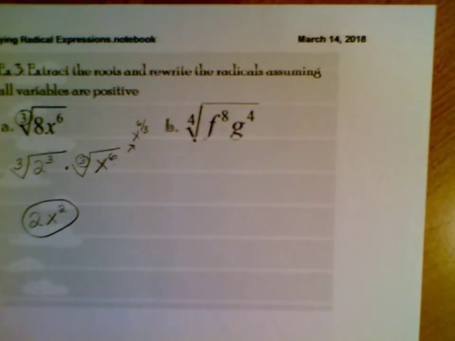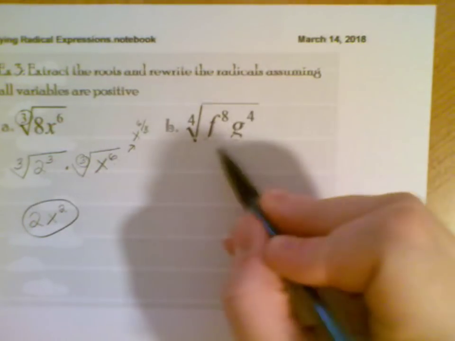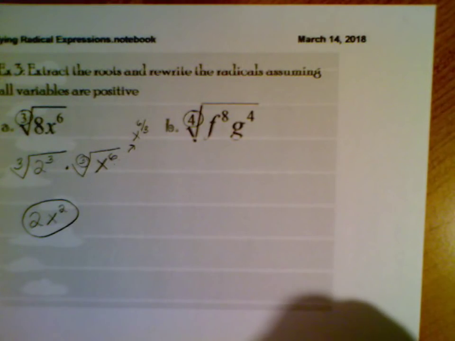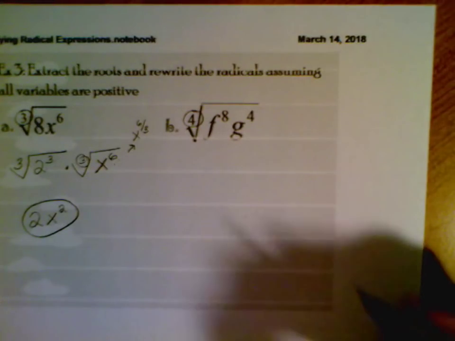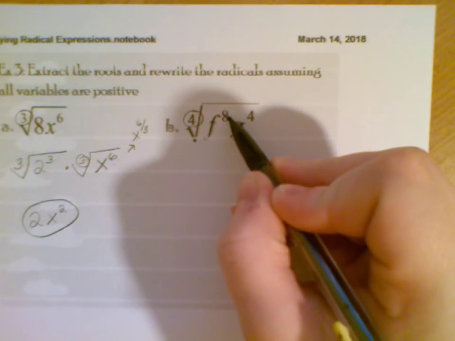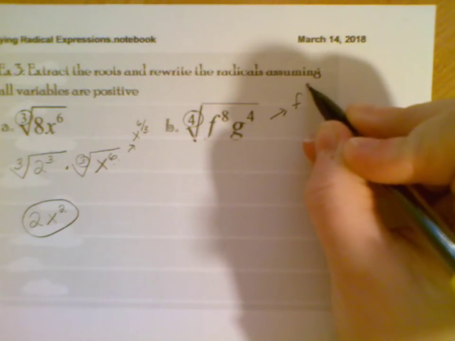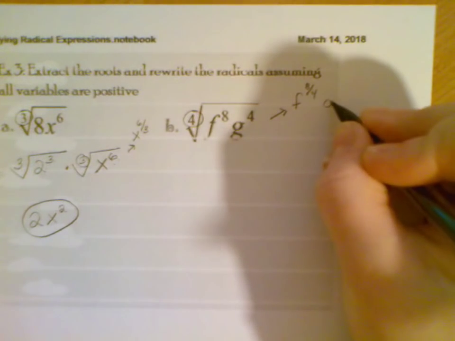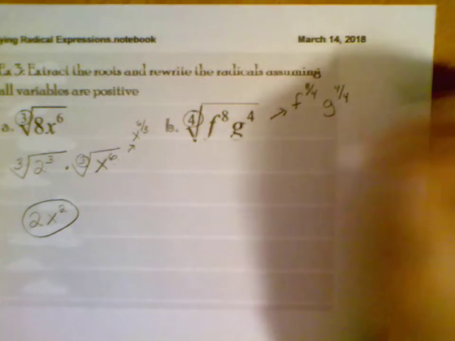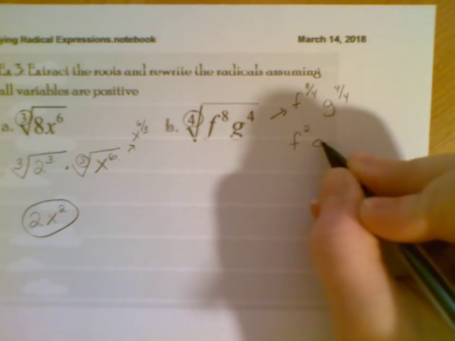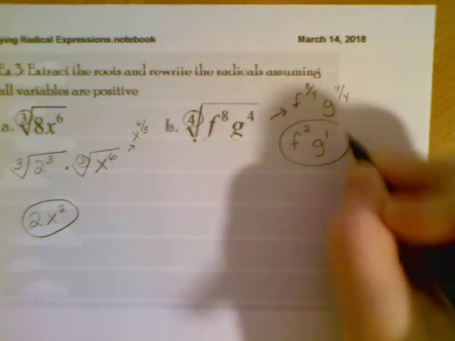Okay, so now let's take a look at this one. So no numbers, and it's a fourth root, so I don't have to worry about listing my fourth roots, or my to the fourth power. So let's look at f to the 8. So I can rewrite these. I can say, well, this is f to the 8 divided by 4, and g to the 4 divided by 4, and then simplify it from there. So squared and 1.